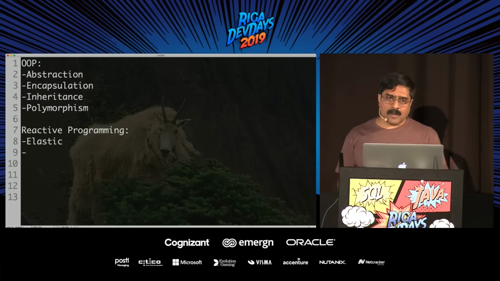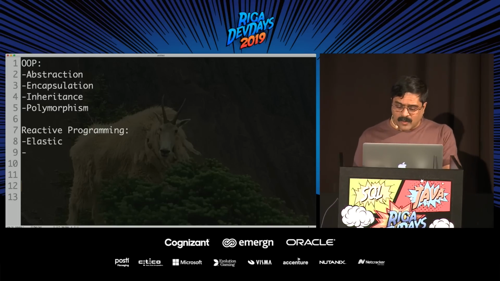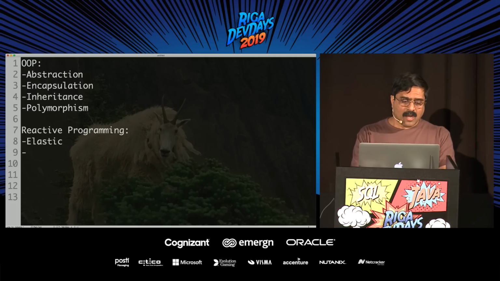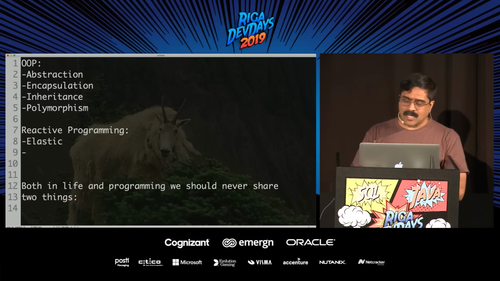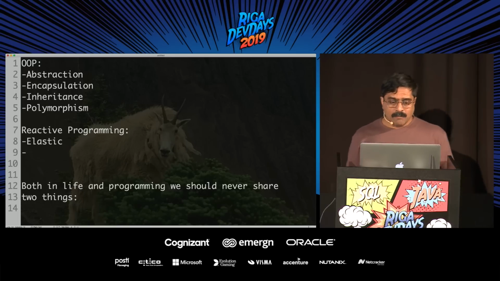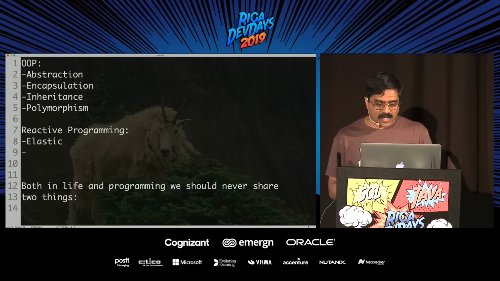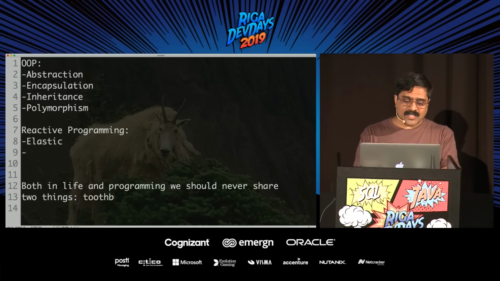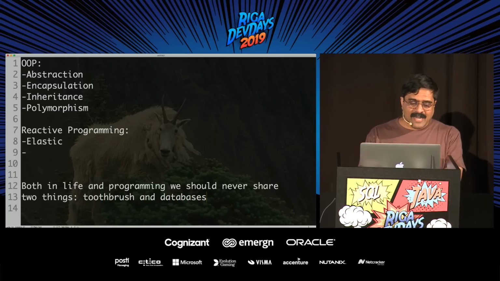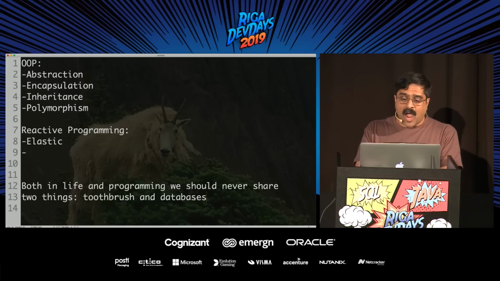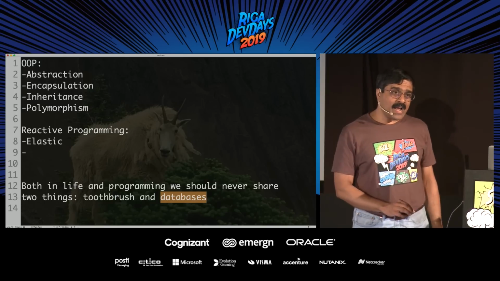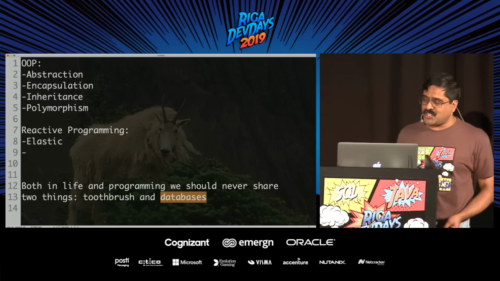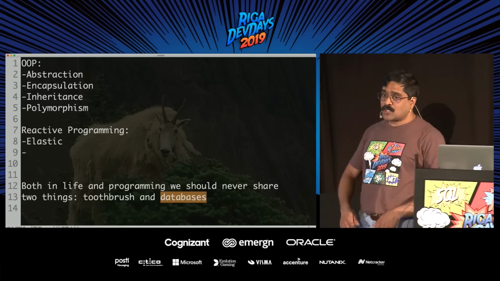So I have a slogan. I have a philosophy of life. And I hope you agree with this philosophy. The philosophy is that both in life and programming, we should never share two things. And this is something I teach my children from the very beginning. Both in life and programming, we should never share two things. The first is a toothbrush. And the second one is databases. We should never share. Very rarely, I may even share a toothbrush, but never a database. And the point really is that the minute we share these things, they become really unhygienic and really problematic over time. So this is something to think about.